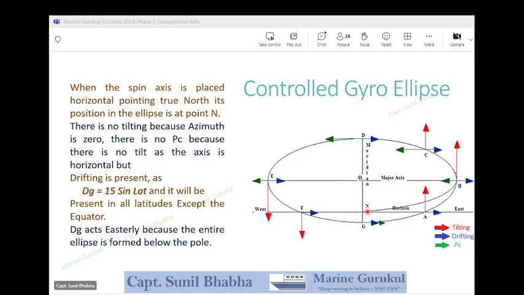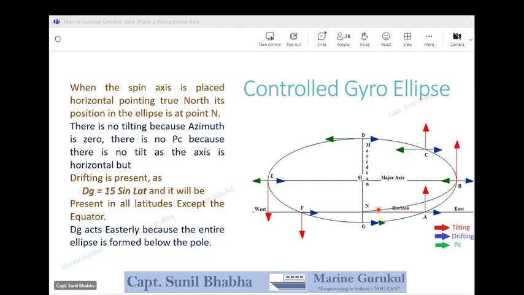Now, be careful and pay your attention. As the spin axis moves eastwards, it has come east of the meridian now. That means an easterly azimuth is generated. If an easterly azimuth is generated, the tilting vector is now going to come into the picture. Tilting is proportional to azimuth. So as easterly azimuth is generated, we will have upward tilting. This upward tilting is going to push the spin axis upwards. So it will start to move above the horizon.